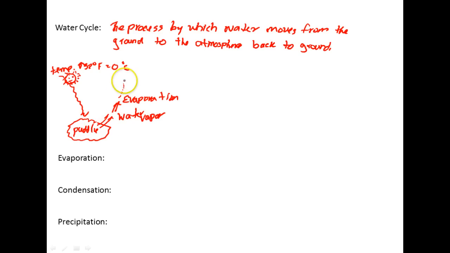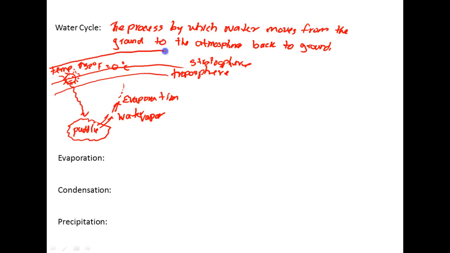Now, as it begins to rise up in our atmosphere, we have a couple of different layers. There is the layer that is the troposphere. There is a layer that is called the stratosphere. There is a layer that is called the mesosphere. And there is another layer that is called the thermosphere. And each one of these has a specific region, which we'll talk about coming up. But for the most part, what happens is the water rises up into the part of the atmosphere called the troposphere. And as it's going up, the temperature gets cooler and cooler.